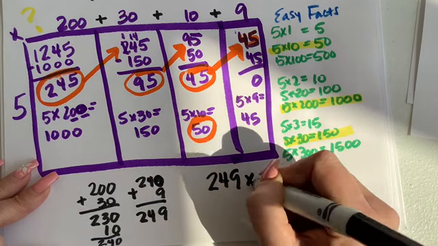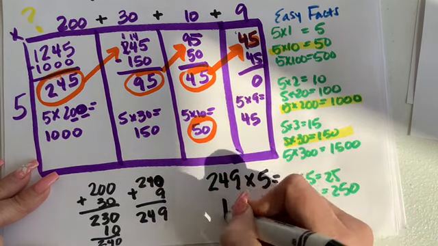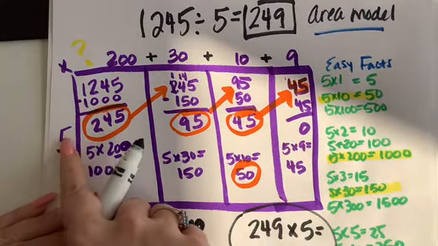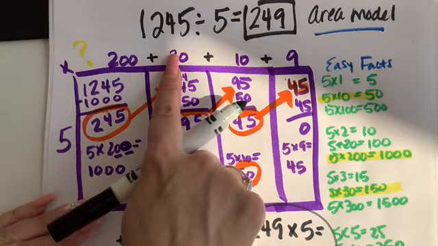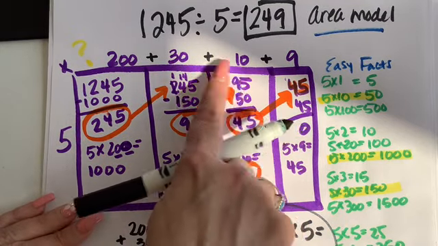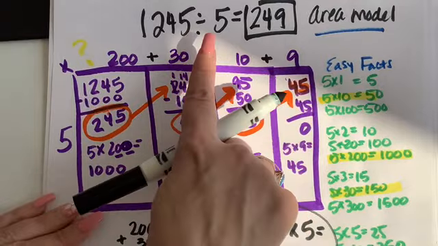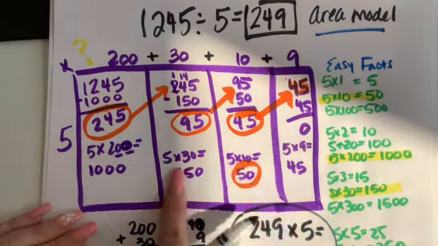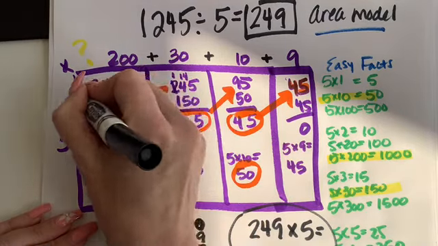What I also know about this is that 249 times 5 equals 1,245. So 230 plus 10, this is 40. So 249 times 5 is all of this area right here. And that's what we started with.